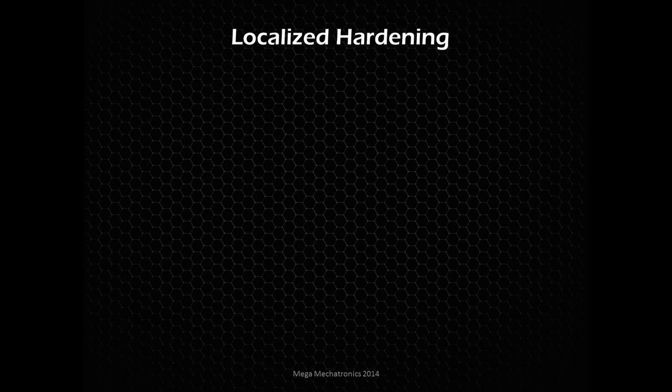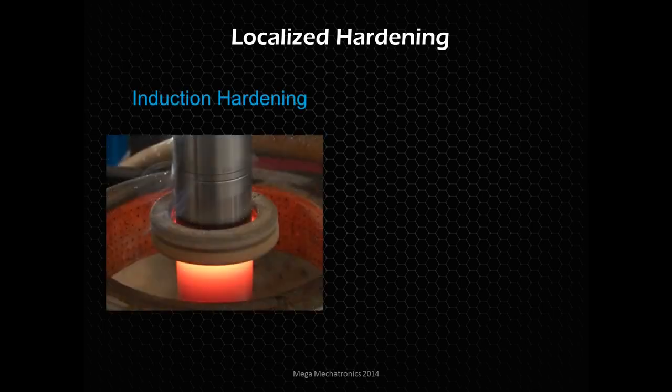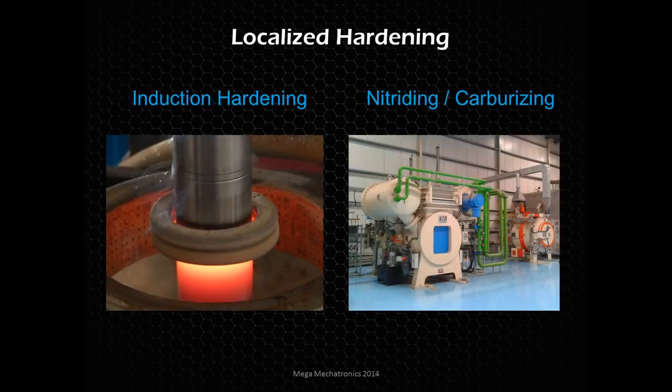Now let's look at localized hardening. There are lots of advantages to localized hardening. Here's some examples. Induction hardening of a shaft. You see it's going through that inductor ring, and it's using electricity and magnetic forces, and it's heating up just the surface of that material, and it's actually dropping into a quench tank right there in one process.